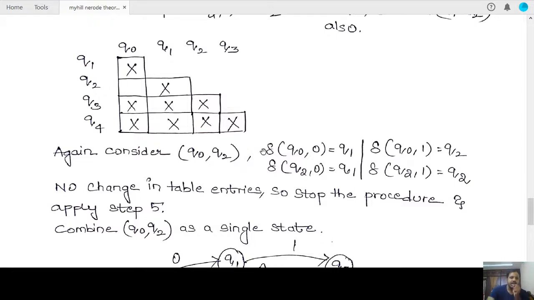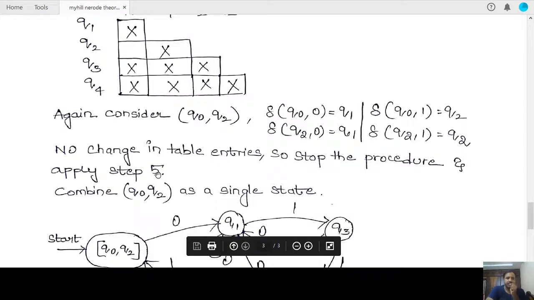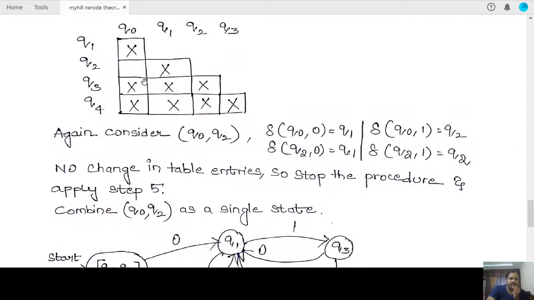So here if you repeat again Q0 comma Q2, if you check it again, the table will remain same. It will not change. So here we stop this algorithm. No change in table entries, so stop the procedure and apply step 5. So what is step 5? Unmarked cells are there. They have to combine as a single state.